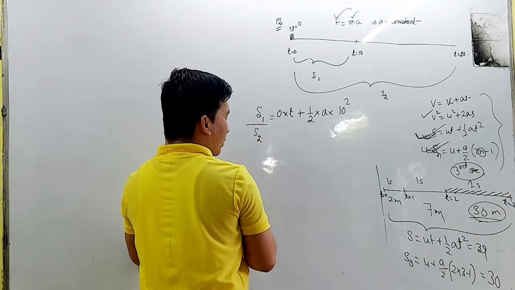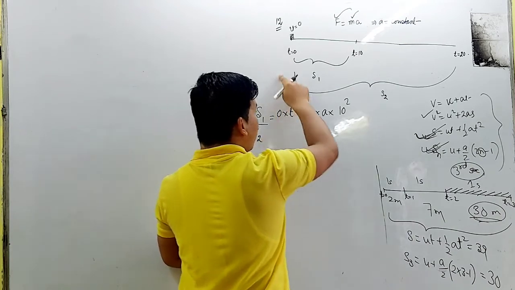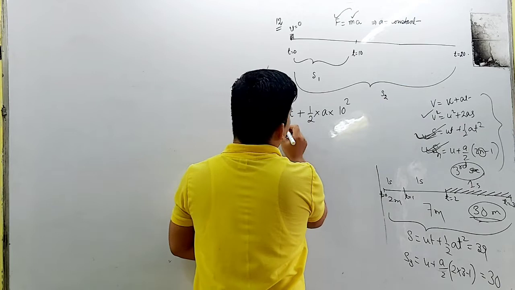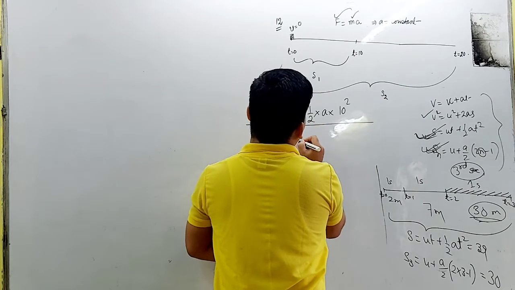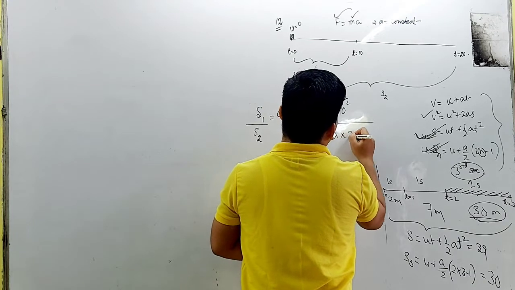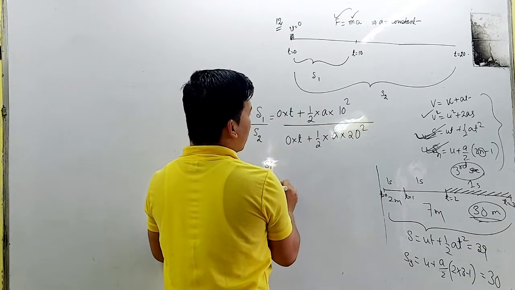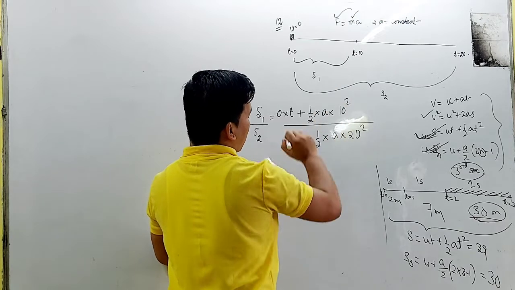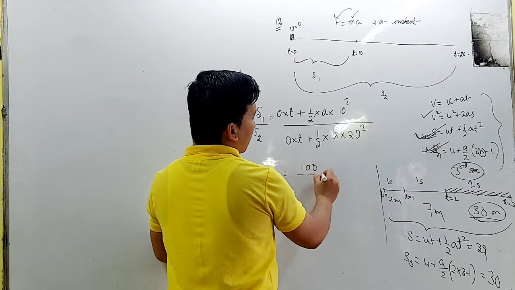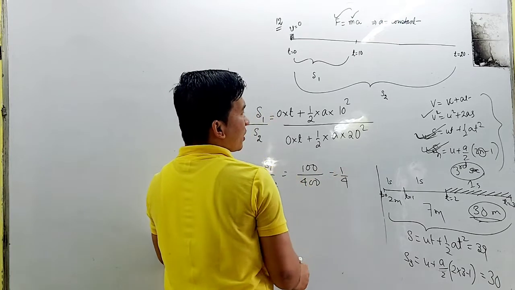S2 means the displacement produced from the beginning to 20 seconds. It will be 0 into t plus half into a into 20 square. So we will have S1 by S2 equal to half a get cancelled out, 100 by 400. So 1 by 4. Do you understand this step?